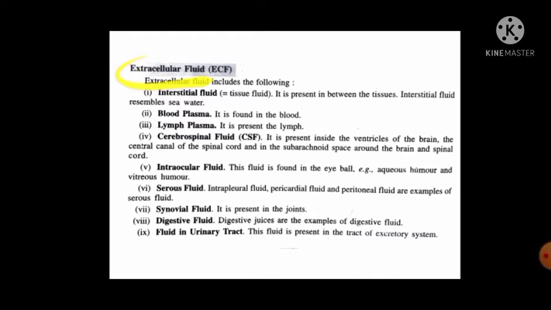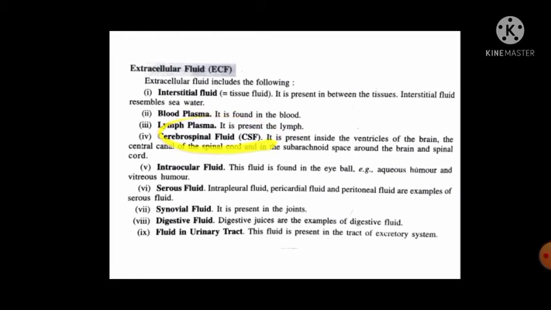Extracellular fluid contains various types of fluids and plasma. That includes interstitial fluid, called tissue fluid. It is present between the tissues. Interstitial fluid resembles seawater. Blood plasma is found in the blood, which contains various types of proteins, gases, waste products. Lymph plasma is present in the lymph.